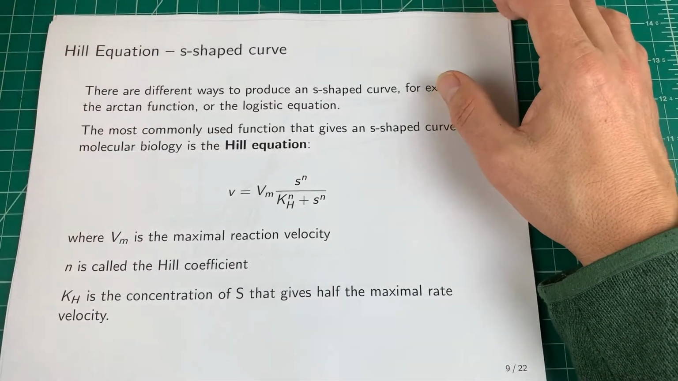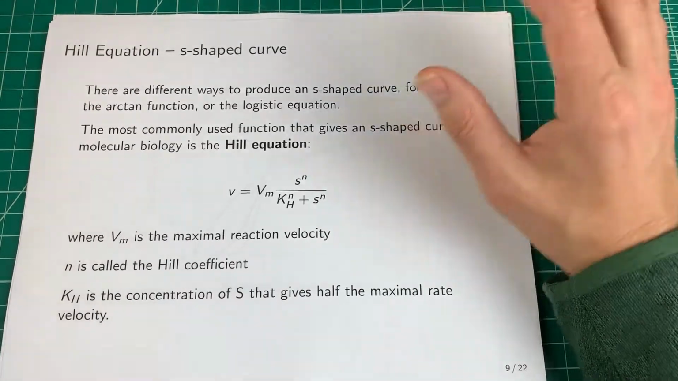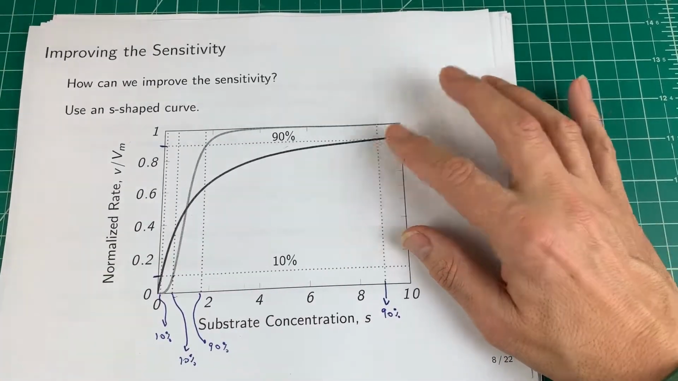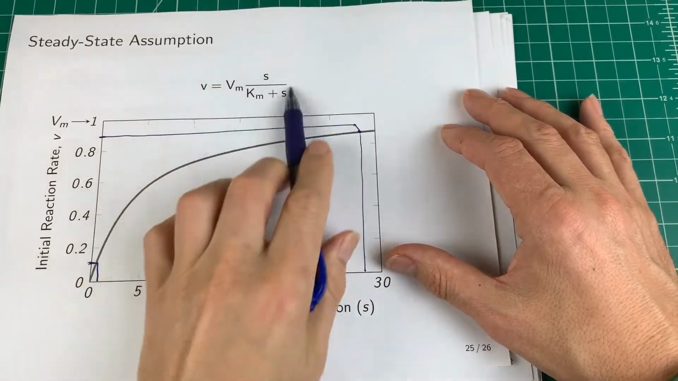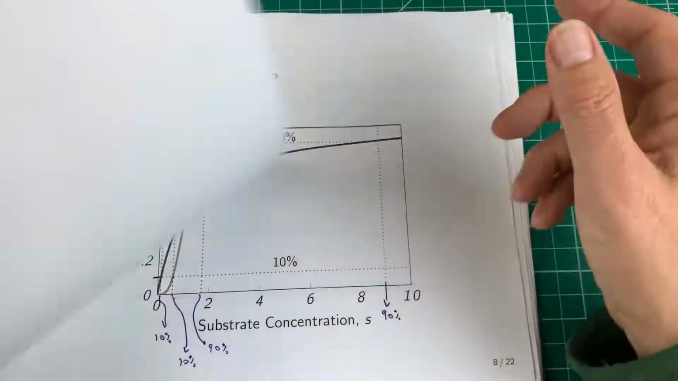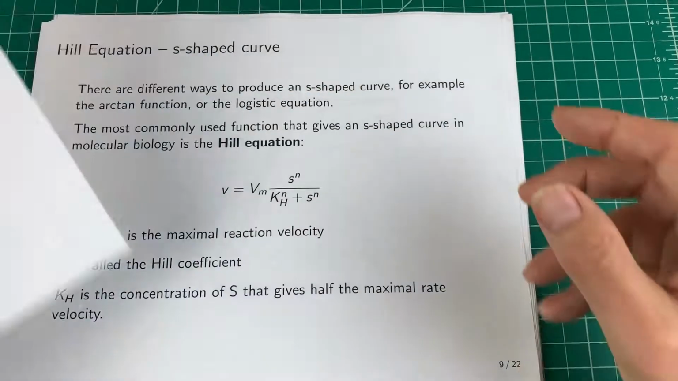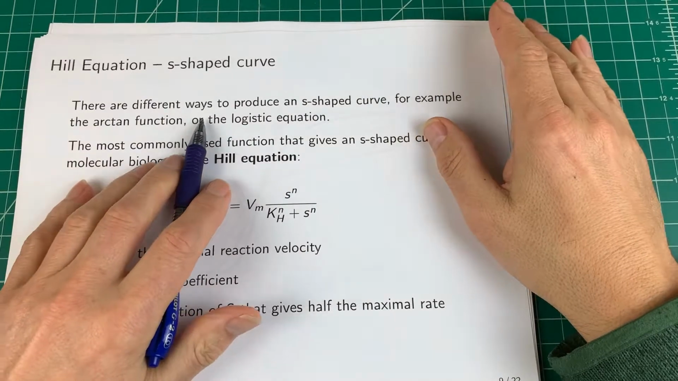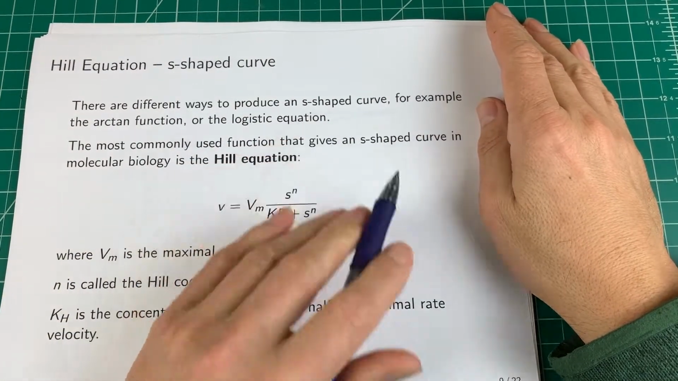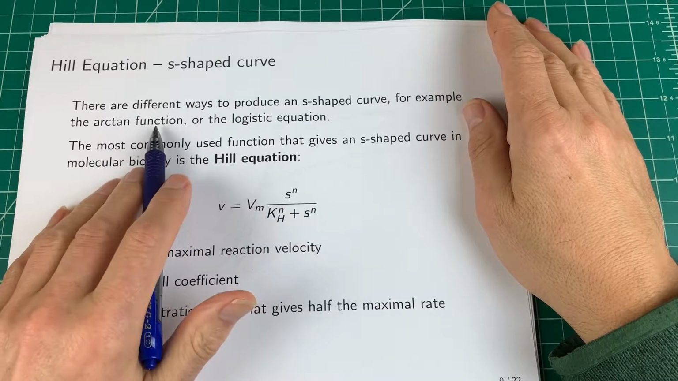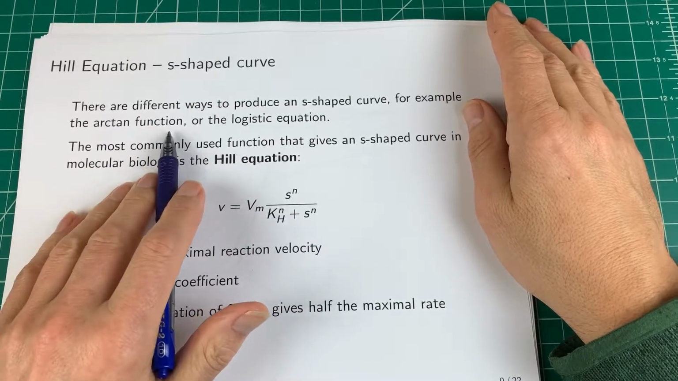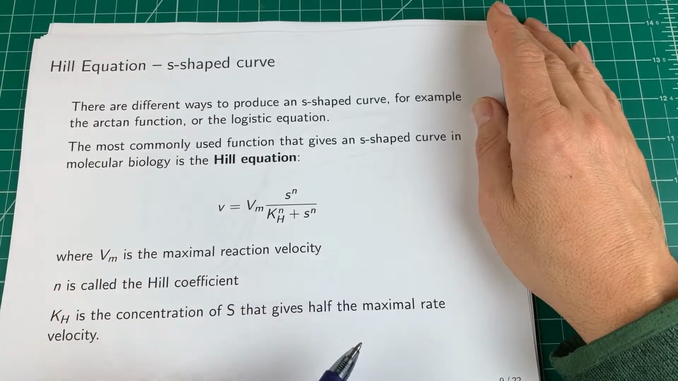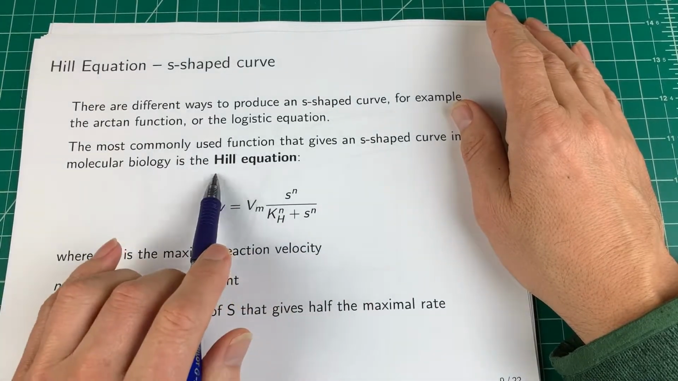Now I haven't given you the function for the sigmoid curve, and you know what the function is for the hyperbolic curve. It's this one. It turns out it's not that difficult to do. There are different ways you can use to produce an S-shaped curve. The arctan function is a classic, especially amongst the neural network people, or the logistic equation. Now, in molecular biology, the most commonly used equation for generating an S-shaped curve is the Hill equation.